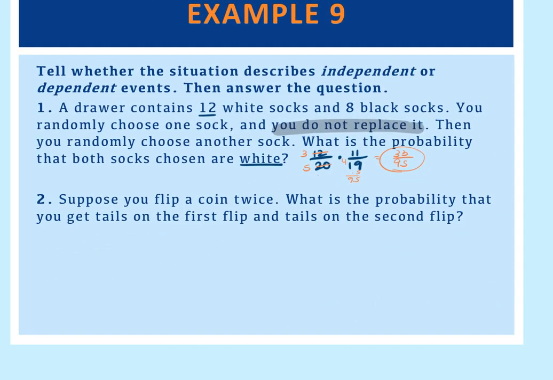Number 2, suppose you flip a coin twice. What's the probability that you get tails on the first flip and tails on the second flip? This is an and. Again, now you're flipping a coin, which means these are independent. And the probability you get tails on the first flip is 1/2. Probability tails on the second flip is also 1/2. So I get 1/4.